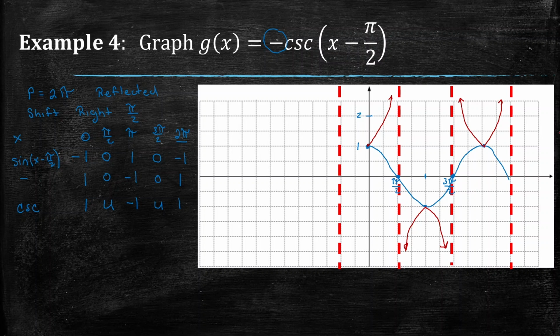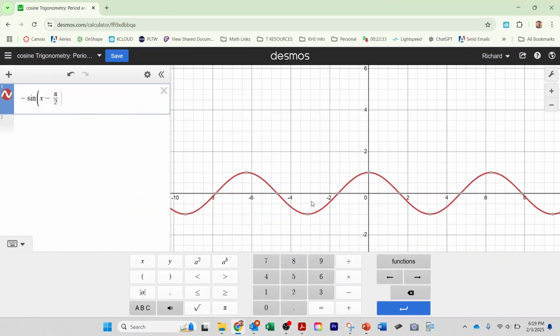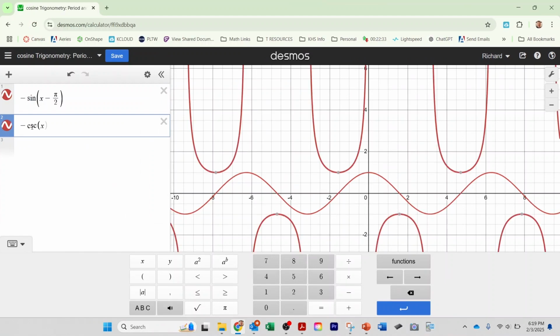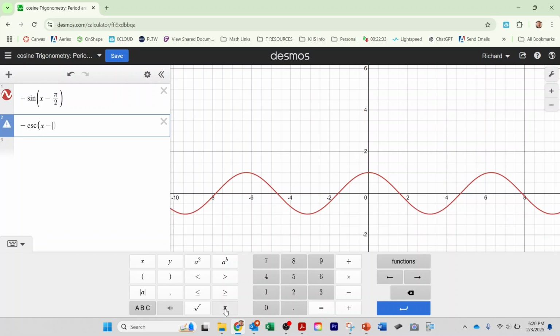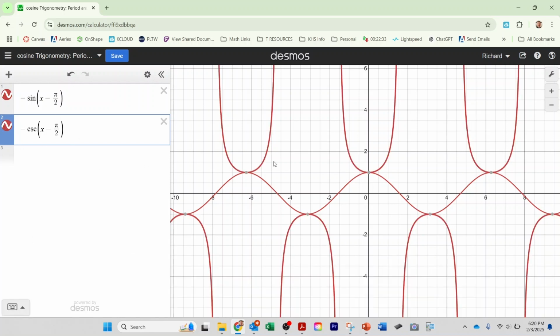Now, just for giggles, I'm going to take a second here and show you this in Desmos and what this looks like here. I put in the negative sine of x minus pi over 2 already here. And that's this red function. So if I put the same function in here as negative cosecant of x minus pi over 2. You can see here, right here, these are those apex points, right? Where in here we're flexing up.